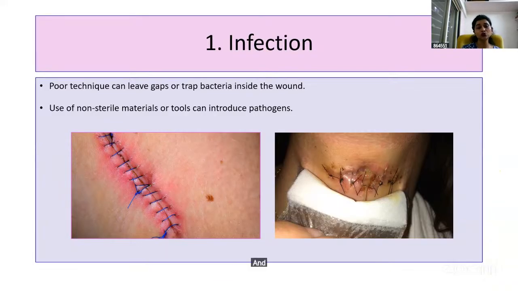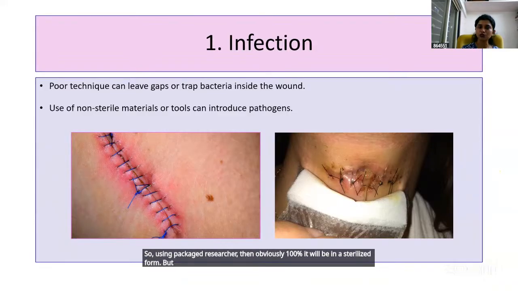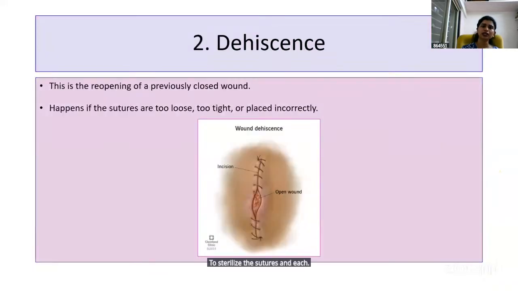And if non-sterile sutures are used. Always and always, the suture material that is used should be sterile. If you're using a packaged suture, then obviously 100% it will be in a sterilized form. But if you're not using a packaged one, make sure that you use sterilized sutures. They should be autoclaved. Okay.